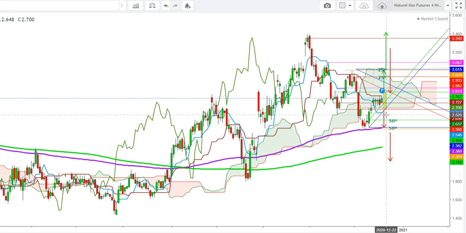but a breakdown below the levels of $2.585 could push the natural gas futures down to the levels of $2.387, where the second support can be seen at the 200 days exponential moving average, and the last support will be at the 200 days moving average, which is at the levels of $2.1.